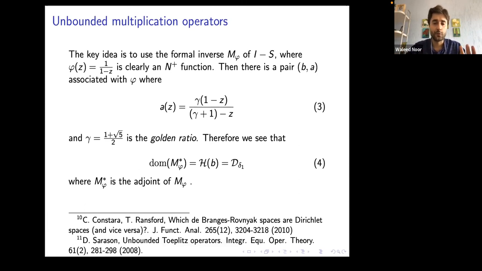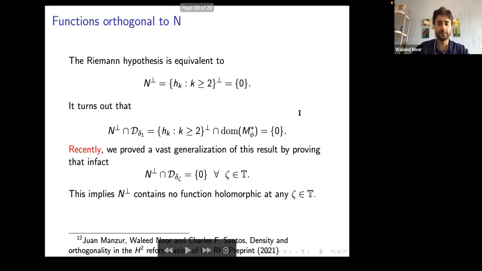By a result in the paper of Costara and Ransford from 2010, it's possible to calculate the domain of the adjoint of this unbounded operator. It turns out to be exactly the de Branges-Rovnyak space H(b), which is the pair associated to phi. And then they also proved that this de Branges-Rovnyak space is actually the local Dirichlet space at 1. So it's easier to work with the local Dirichlet space than with the de Branges-Rovnyak space. So why is this interesting? Because using this fact, it is possible to prove the following result.